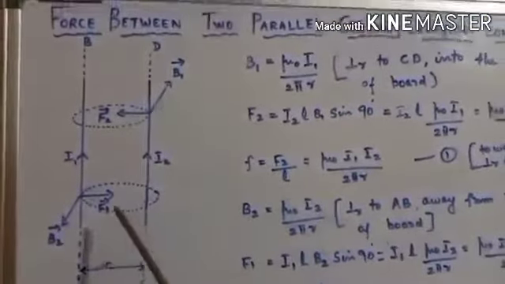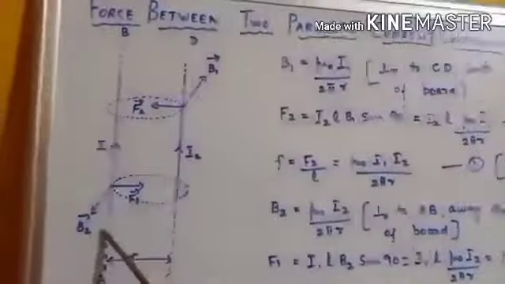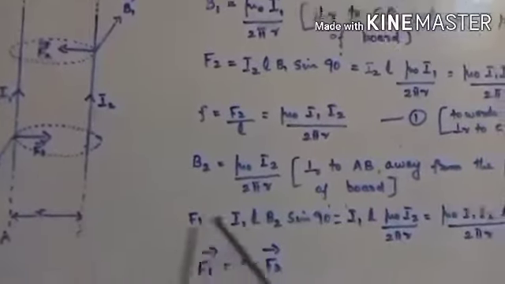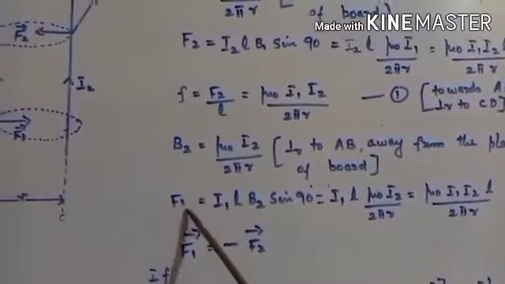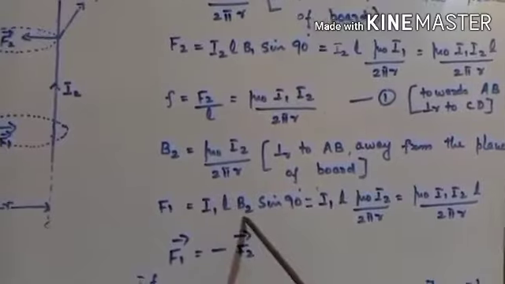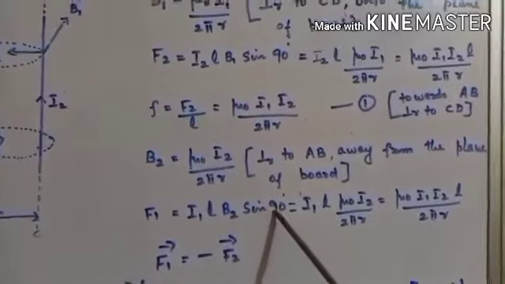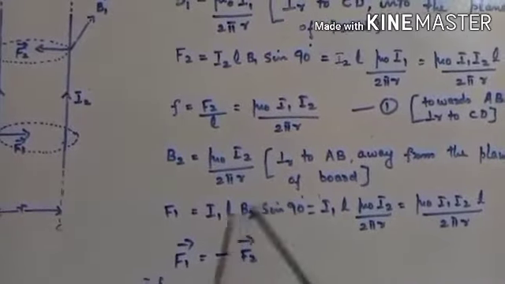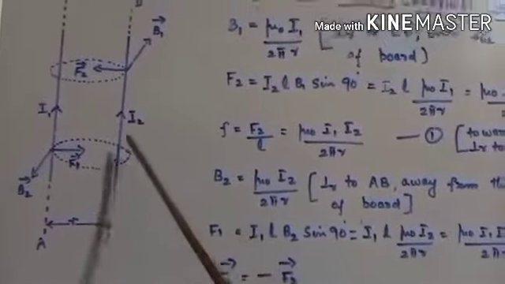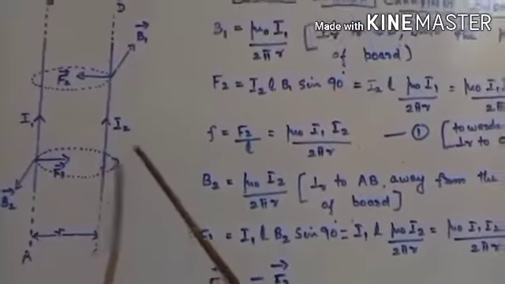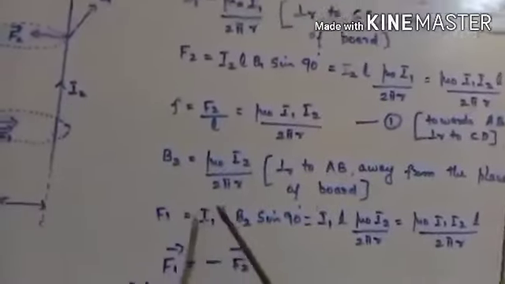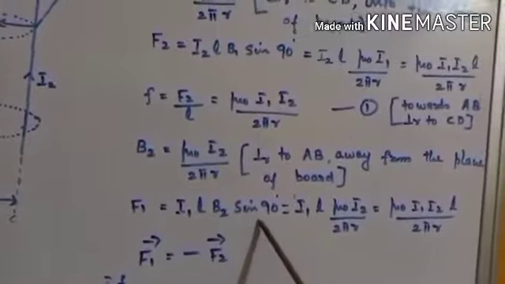Now this conductor AB is kept in this magnetic field. So it will experience a force whose magnitude is given by F1. F1 is equal to I1 L B2 sin 90. This theta 90 we have already discussed. And B2 I have written because the force is due to the magnetic field produced by the second conductor. And I1 because the conductor carrying current is I1. So I1 L B2 sin 90.